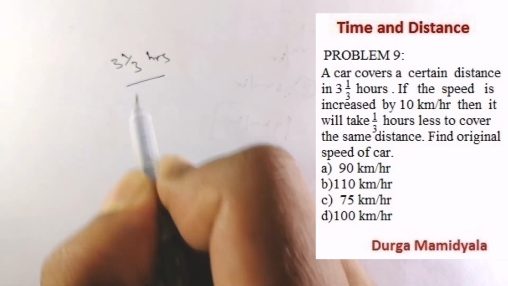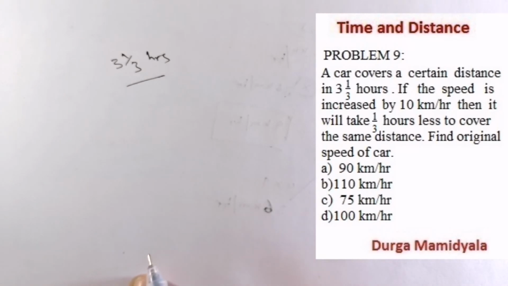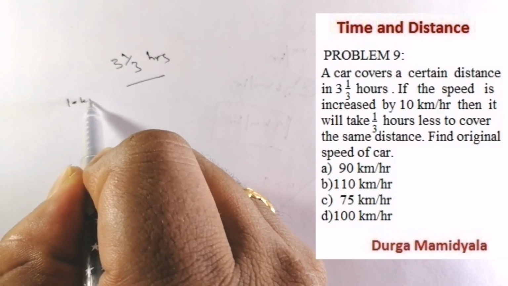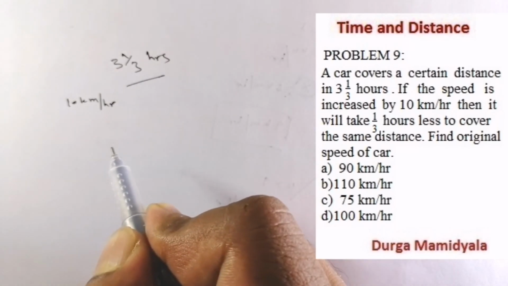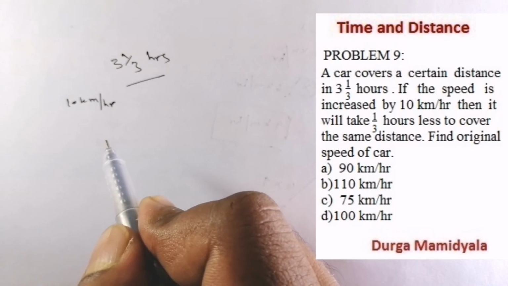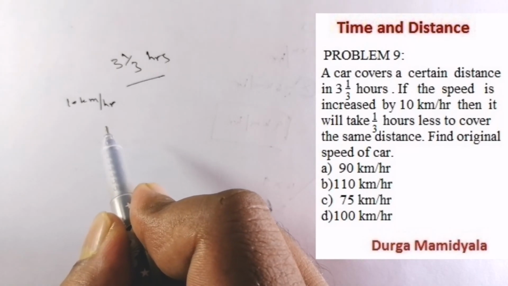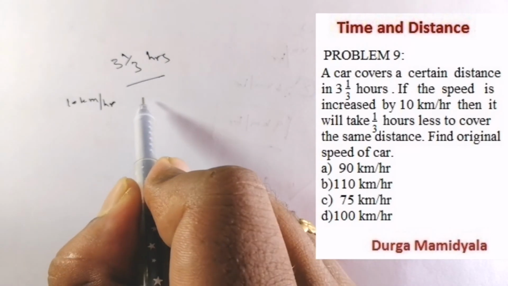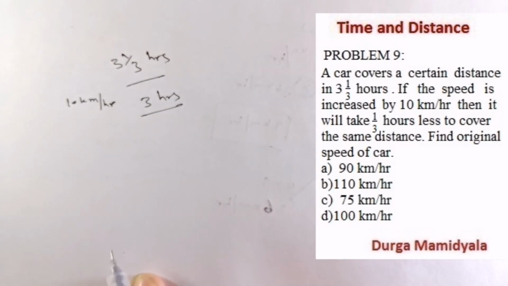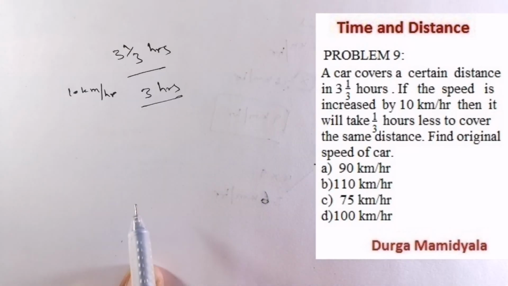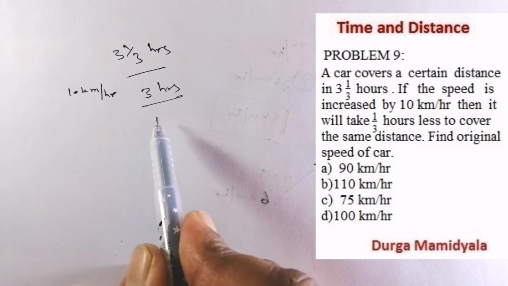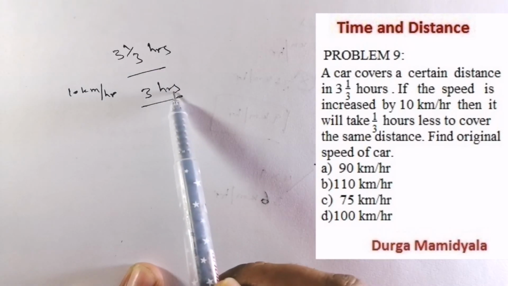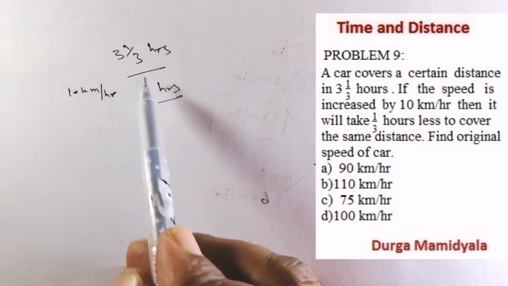Right? If the speed is increased by 10 kilometer per hour, then it will take 1 by 3 hours less to cover the same distance. So it is going to take 1 by 3 hours less. That is what? It is going to take 3 hours. If the speed is increased by 10 kilometer per hour, it is going to take 1 by 3 hours less. That is, if we minus 3 1 by 3 minus 1 by 3, we get what? 3 hours.